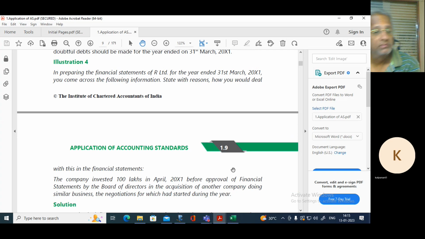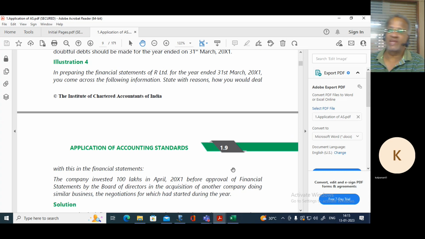Illustration number 4. In preparing the financial statements of R Limited for the 31st of March 20X1, you come across the following information. State with reasons how you would deal with this in the financial statements. The company invested 100 lakhs in April before the approval of financial accounts by the board of directors in the acquisition of another company doing similar business, the negotiation of which had started during the year. What is the event? Investment is the event, and it occurred before the approval.